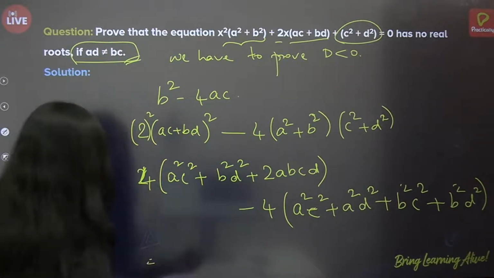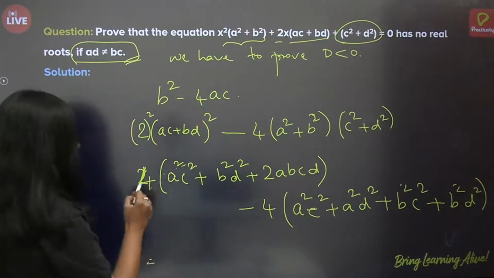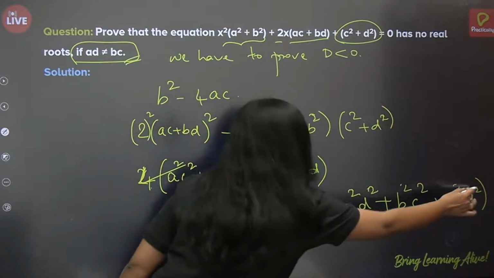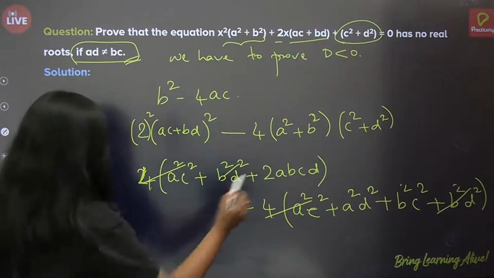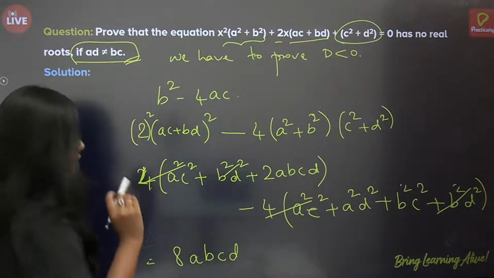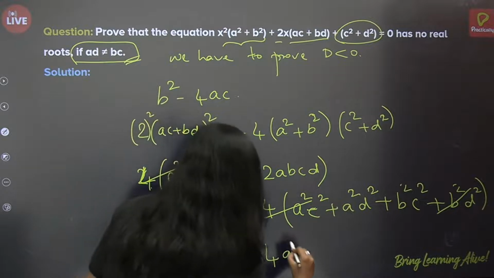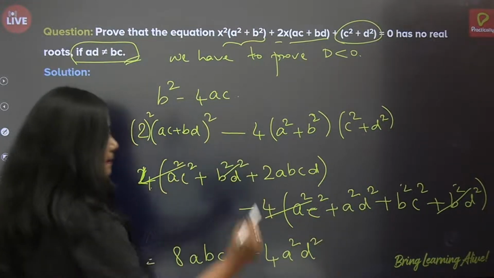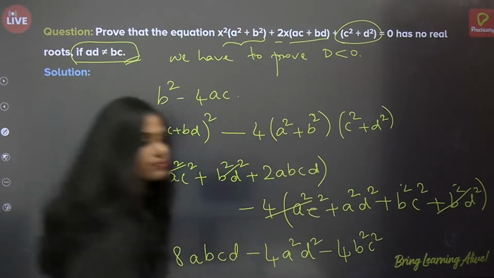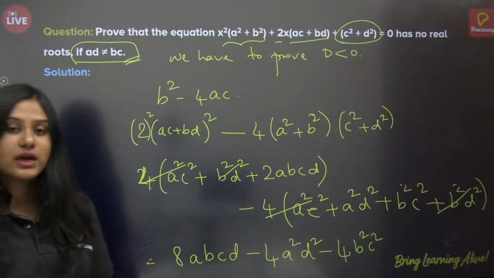Come on, let's solve. So this will be 4a square c square plus 4a square c square minus 4a square c square, correct? I'm just cancelling here itself. Plus 4b square d square minus 4b square d square. So you'll be left with 8abcd. Okay. Next, minus 4 a square d square minus 4 b square c square, right? I hope it is clear till now.